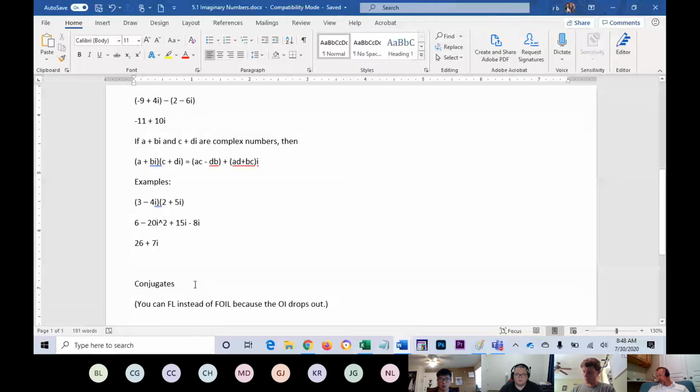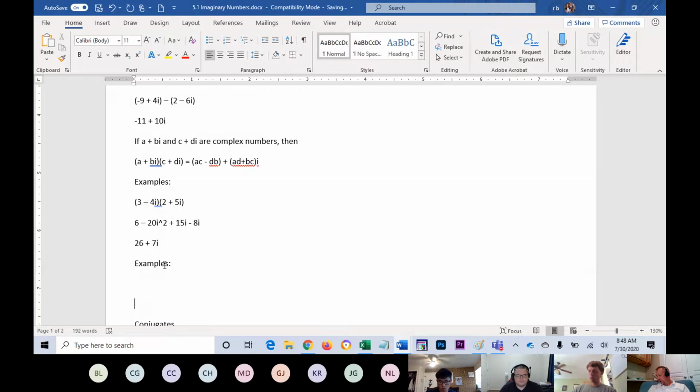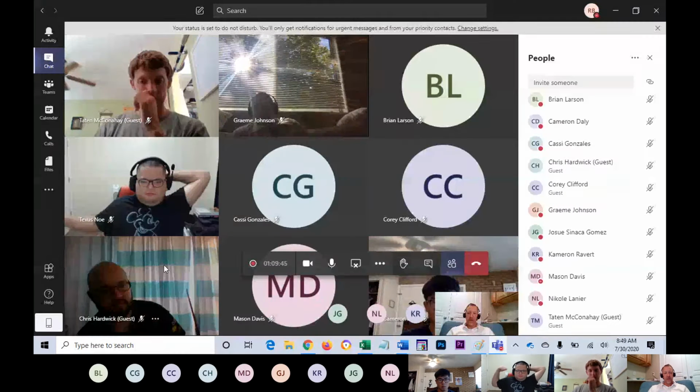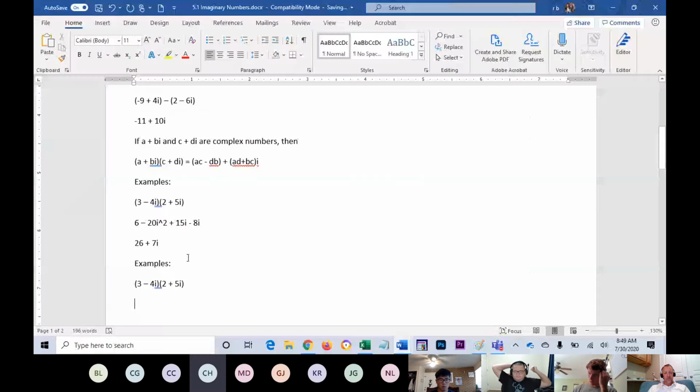All right, so let's talk about conjugates. Actually, before we do that, let's do a few examples here. So let's do 3 minus 4i, and we're going to multiply that by 2 plus 5i. Okay? So whose turn is it now? It must be Chris's turn. You got a visitor. Yep.